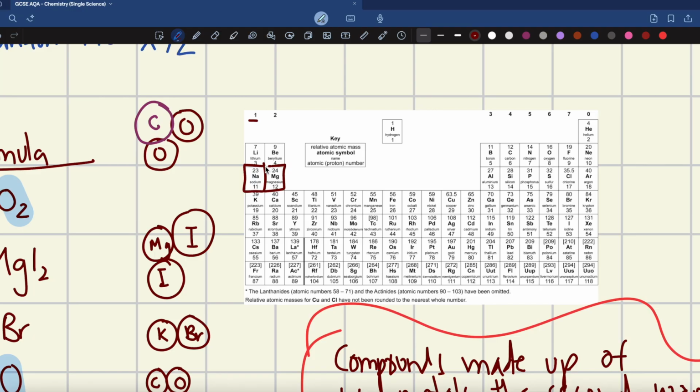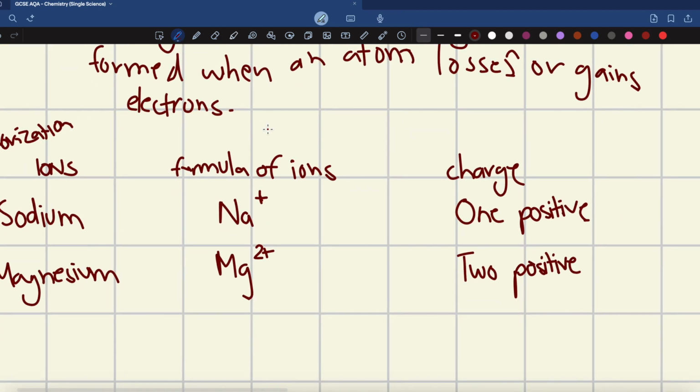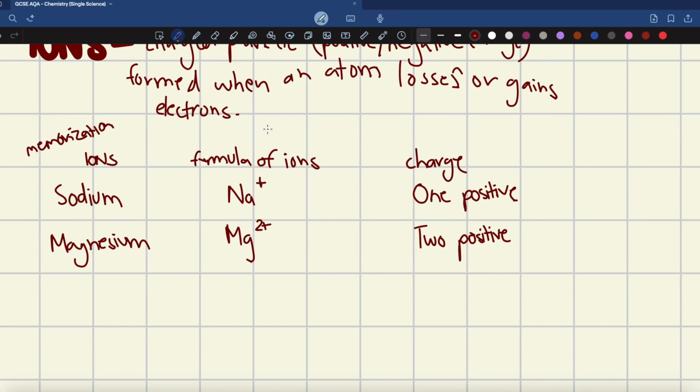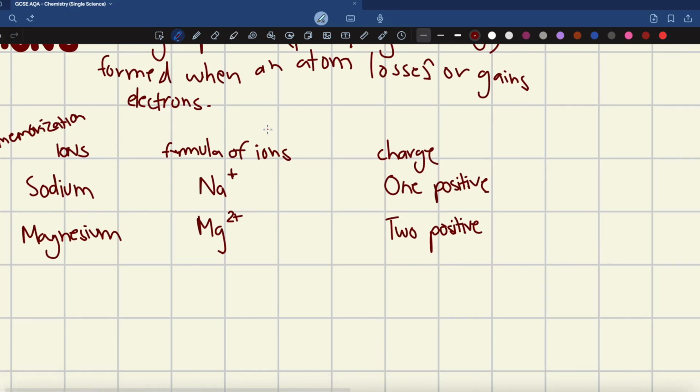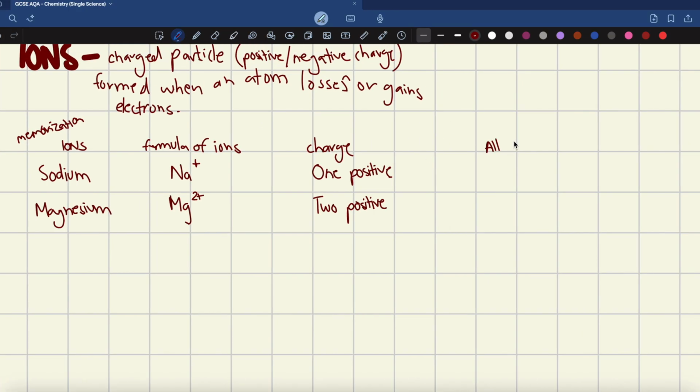I can also say that beryllium has a charge of positive 2. Why? Because both of them are in the second group. So this is why, just surface level information, all group 1 elements have a charge of positive 1, 1 positive charge. And all group 2 elements have a charge of positive 2.